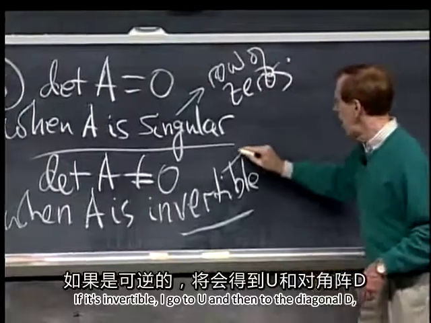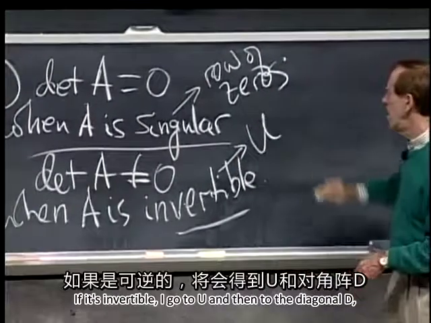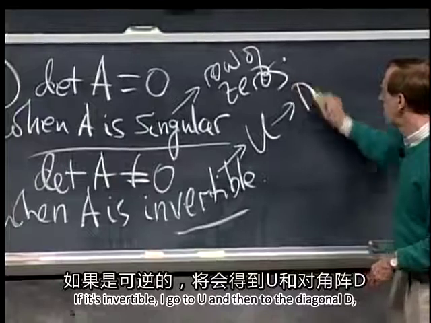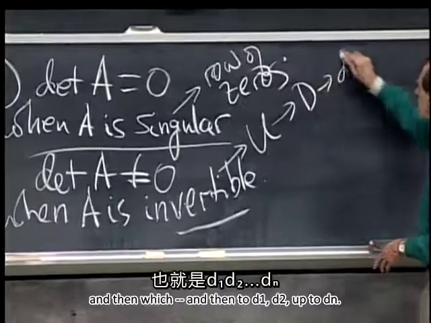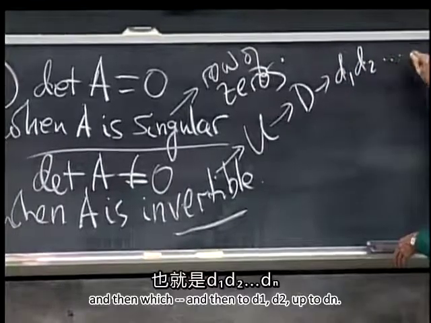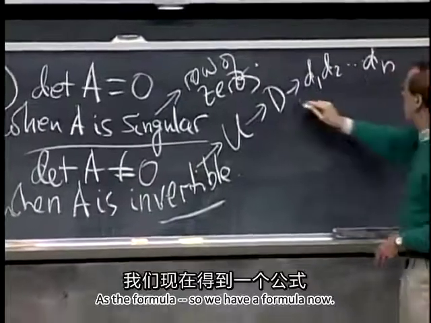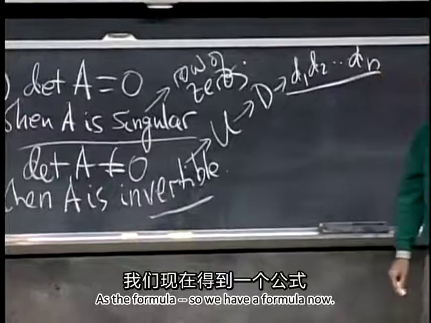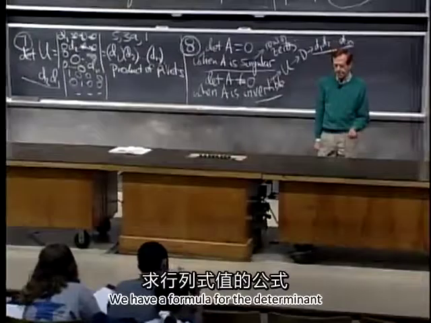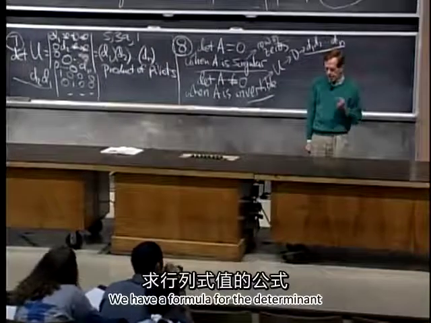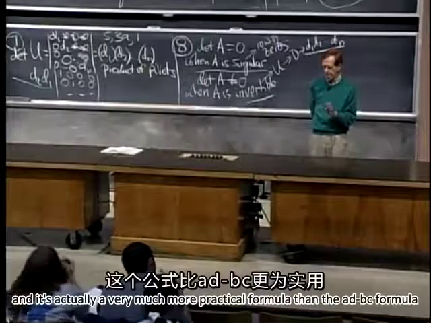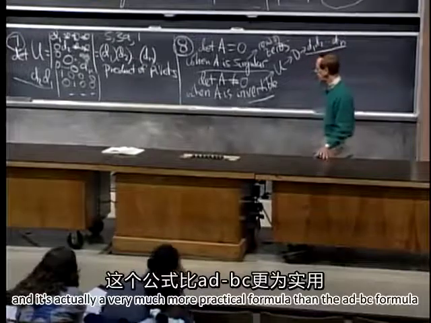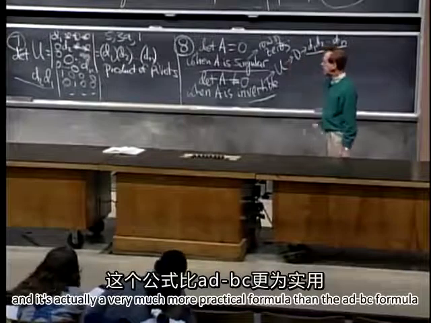If it's invertible, I go to U, and then to the diagonal D, and then to D1, D2, up to Dn as the formula. So we have a formula now. We have a formula for the determinant, and it's actually a much more practical formula than the AD minus BC formula.